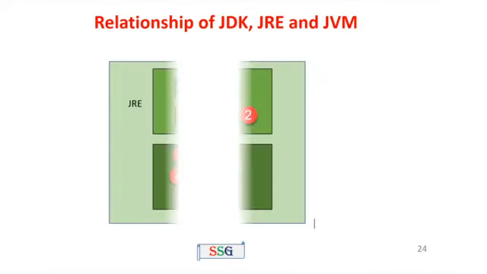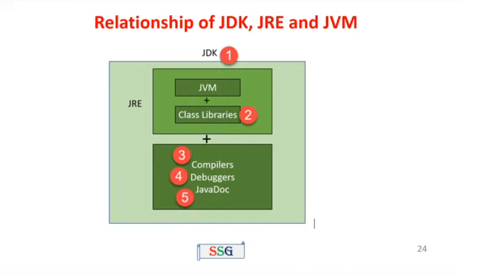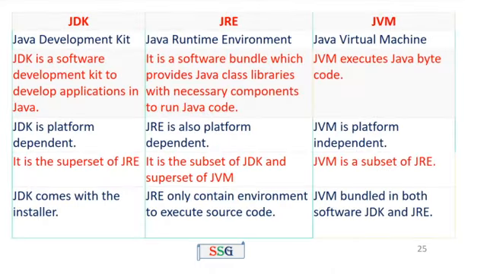Relationship of JDK, JRE and JVM. See the figure. JDK is a combination of JRE, compiler, debugger and Java documentation. JRE contains JVM and class libraries. Now the difference between JDK, JRE and JVM. JDK means Java Development Kit. JRE means Java Runtime Environment. JVM means Java Virtual Machine.